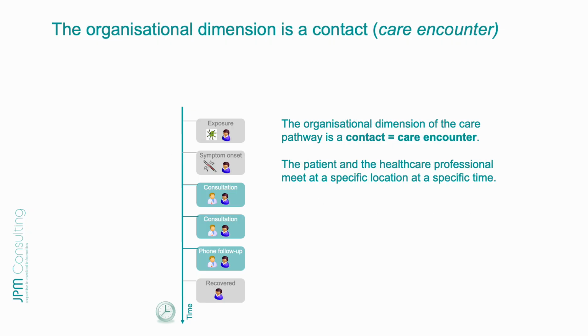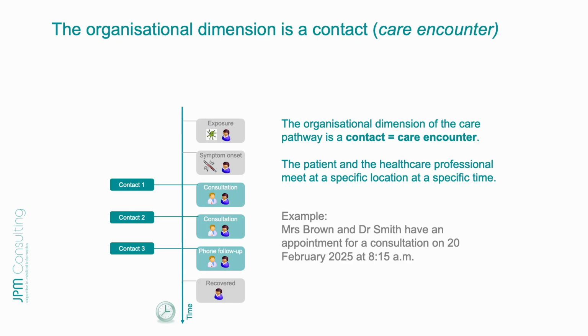The second way to structure the care pathway is by organization. This is the organizational dimension using the care encounter. In Solon's methodology, this is referred to as a contact. In our example, there are 3 such contacts with the GP. A contact is an interaction between a patient and a healthcare professional at a specific time and place. For example, Ms. Brown and Dr. Smith have an appointment for a consultation on 20th February at 8:15 a.m.